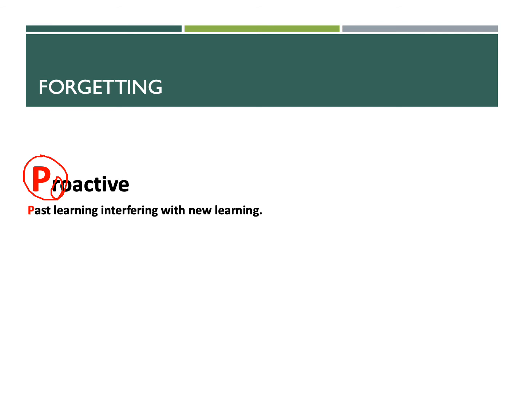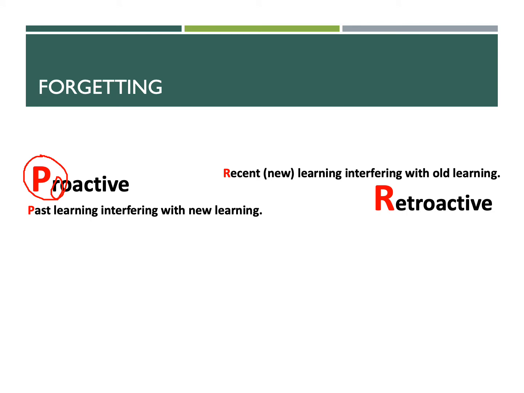So for example, sometimes if someone asks me for my postcode, I tend to give them my old one. That's because my past learning is interfering with my new learning of my new postcode. And then we have retroactive interference, which is recent learning interfering with old learning. So again, with the R, recent interfering with old. So that would be, in the example of my postcode again, if my recent postcode made me forget my old one, because recent learning has interfered with old learning for my old postcode.